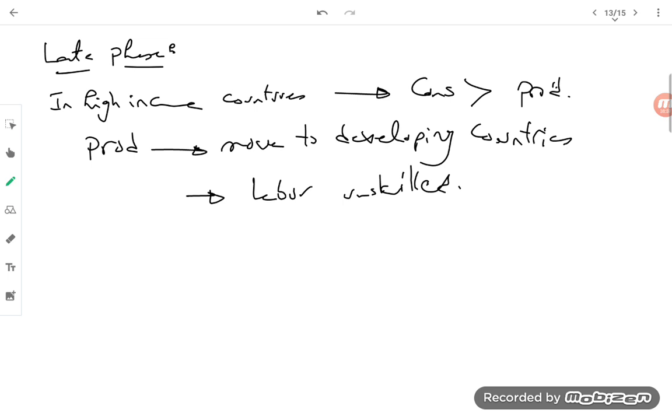So the pressure on high-income countries in the late phase is to turn toward the innovation of new product, which starts the cycle once again. So after reaching the late phase, high-income countries have to start to think about new innovation. And as a result, the product cycle is going to start from the early stage once again. And a huge portion of the production is going to move to the developing countries where labor is unskilled.